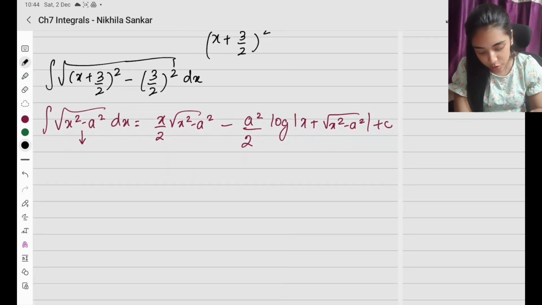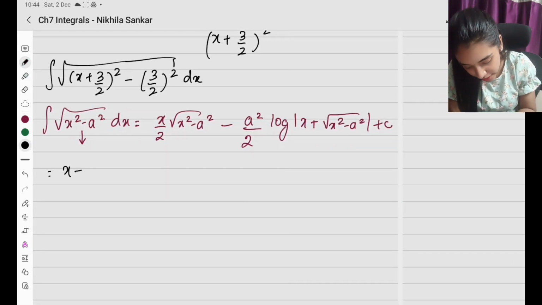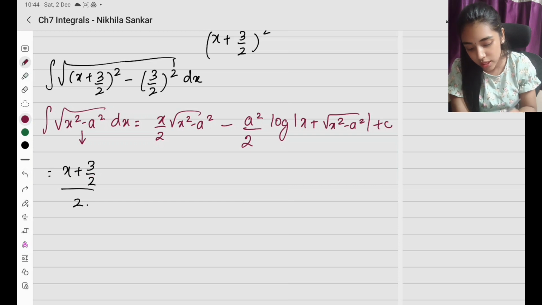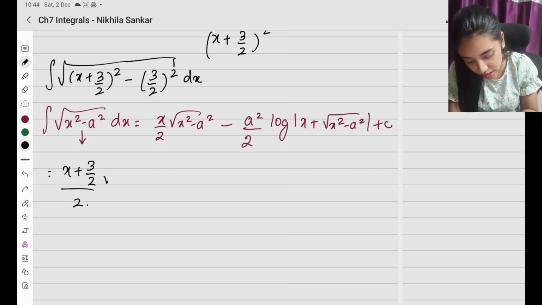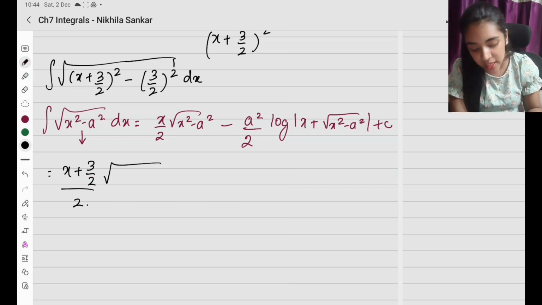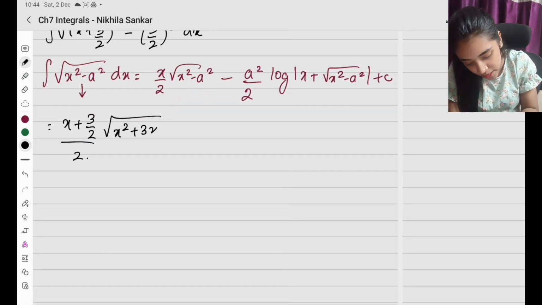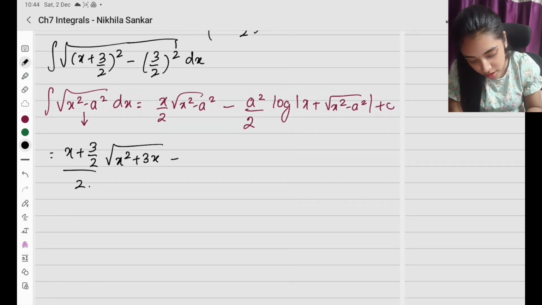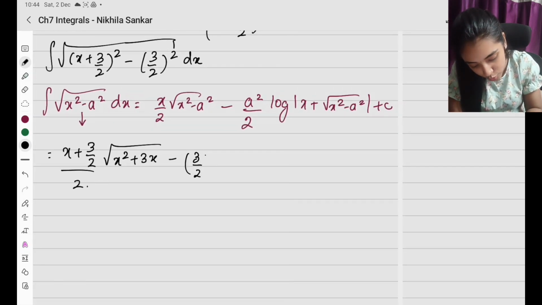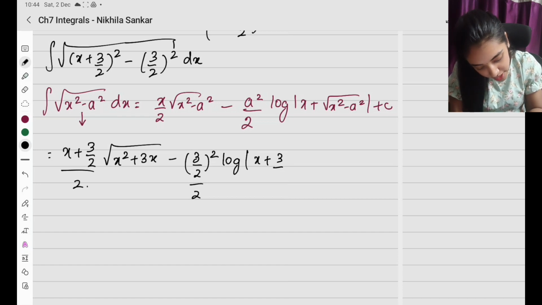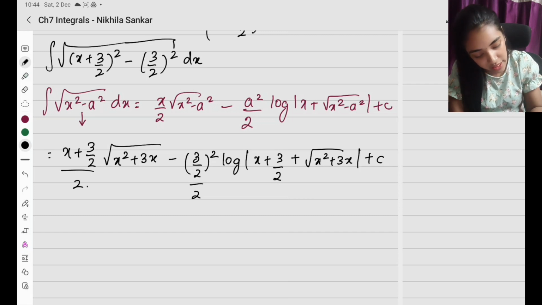So when I substitute from the question, what is x? x plus 3 by 2, divided by 2. Don't put the whole thing divided by 2 here. The by 2 is only for 3. Okay, don't make such a mistake. I make it now and then, so remember it. x square minus a square is the question itself. So x square plus 3x, x square plus 3x minus a square, which is going to be 3 by 2 the whole square, divided by 2 log mod x, which is x plus 3 by 2 plus square root of x square plus 3x, plus c.